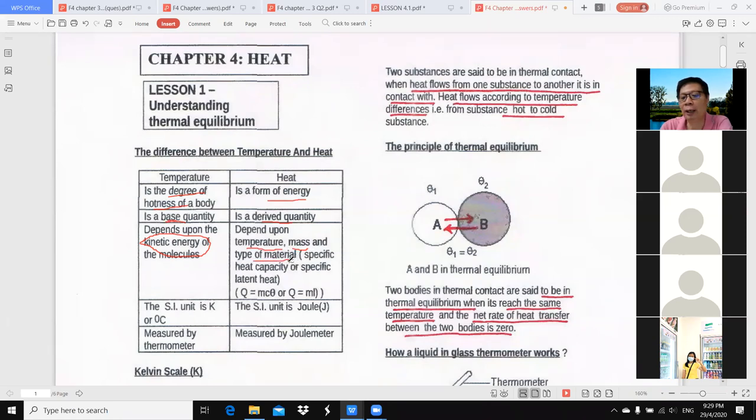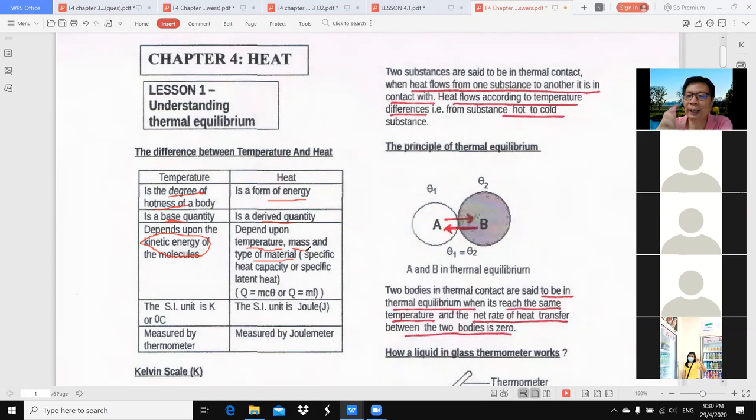Okay, let me explain. This is the first time I explain this to you. Actually, in lesson 2, you will learn more detail on this. Heat energy depends on the temperature. Okay, common sense. When the temperature is high, very hot, this object will contain a lot of heat energy. When the temperature is very low, usually it will only contain less heat energy. That one is temperature. Next one is mass. When the mass is big, it will also have more heat energy.